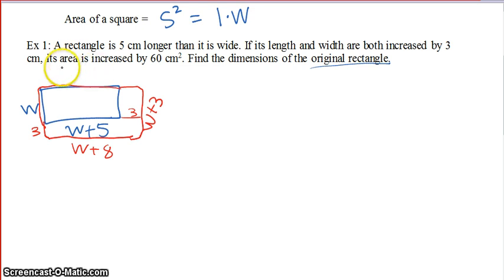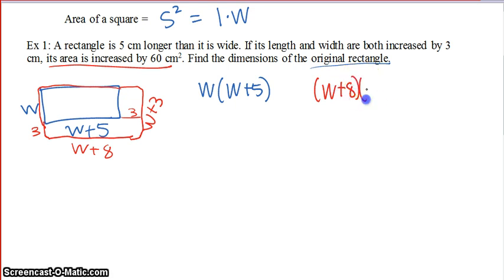What we also are told is the area is increased by 60. So I'm going to set up an equation based off of area, because that's what I know. I know that the blue rectangle, which I'll even switch to blue, to find the area is W times W plus 5, okay? I know the area of my other one is W plus 8 times W plus 3, okay? Those are both my areas, and I know that the area is increased by 60. So I need to add 60 to my original one for it to equal the new area of my red rectangle. So now I can solve for W now that I have an equation.